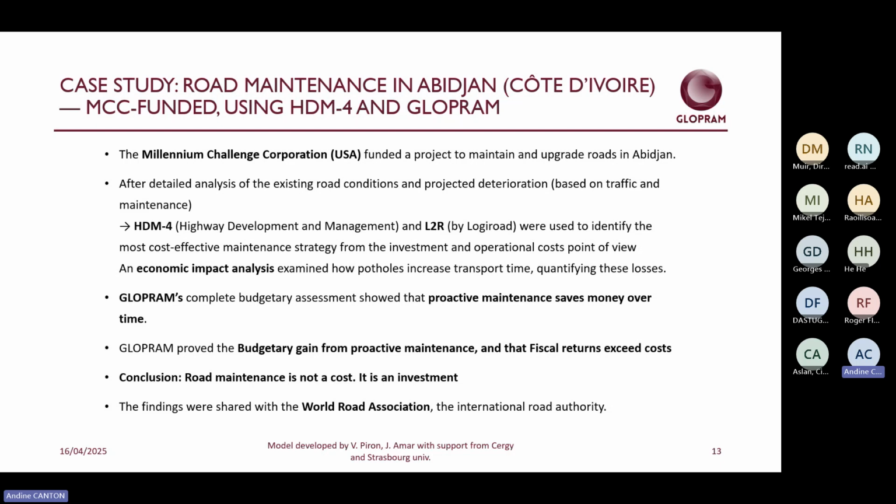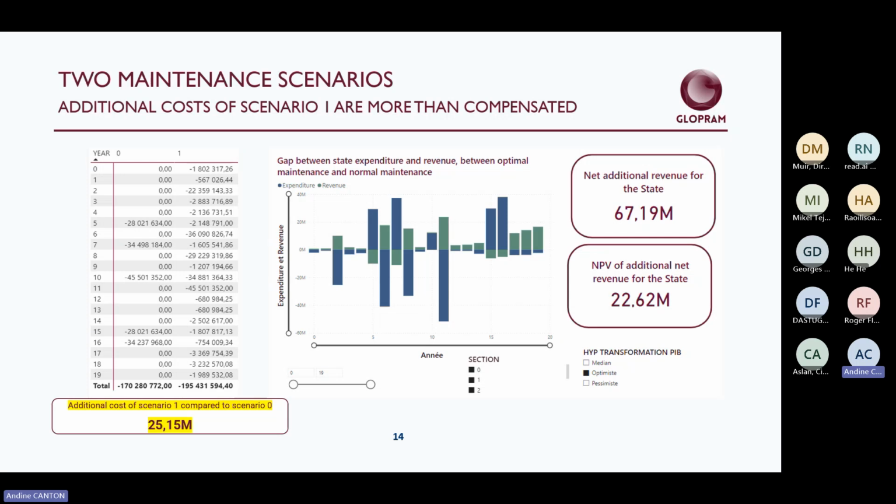The effect is that there is more or less potholes in the network. If you have potholes, it reduces the speed. If it reduces the speed, you lose money. And then with this, you can compare spending more and having less potholes or not. The figures will be shown at the next slide. This is the results coming out directly from HDM4.